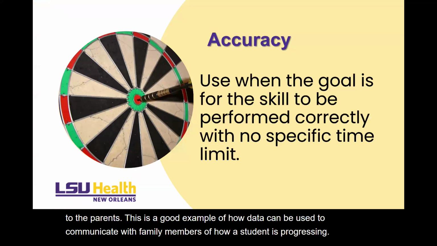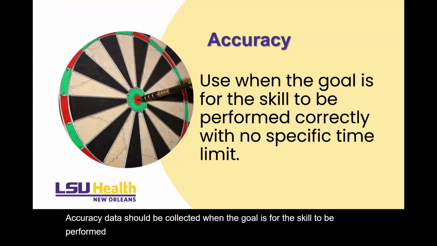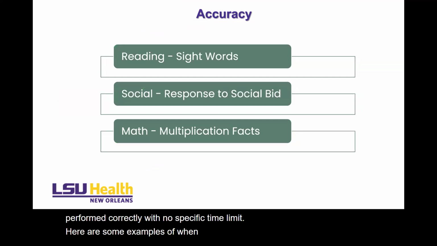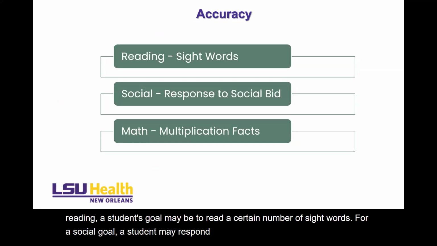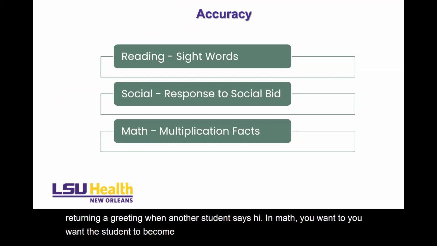Accuracy data should be collected when the goal is for the skill to be performed correctly with no specific time limit. Here are some examples of when you would collect accuracy data. In reading, a student's goal may be to read a certain number of sight words. For a social goal, a student may respond correctly or not to a social bid, such as returning a greeting when another student says hi. In math, you want the student to become fluent with their multiplication facts.